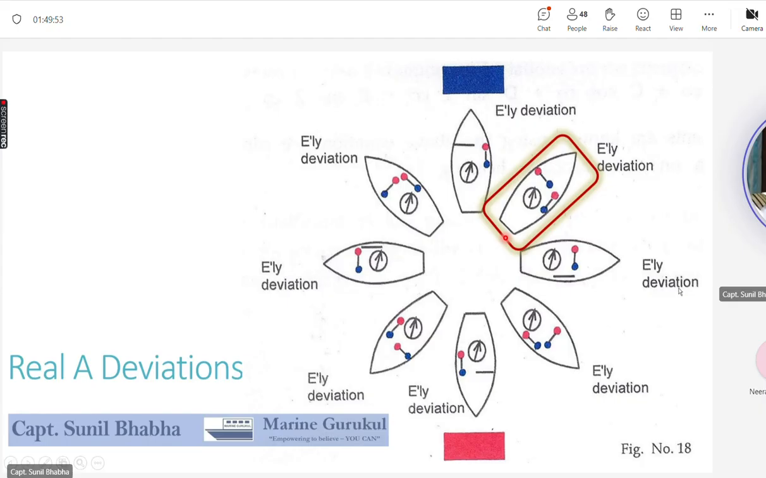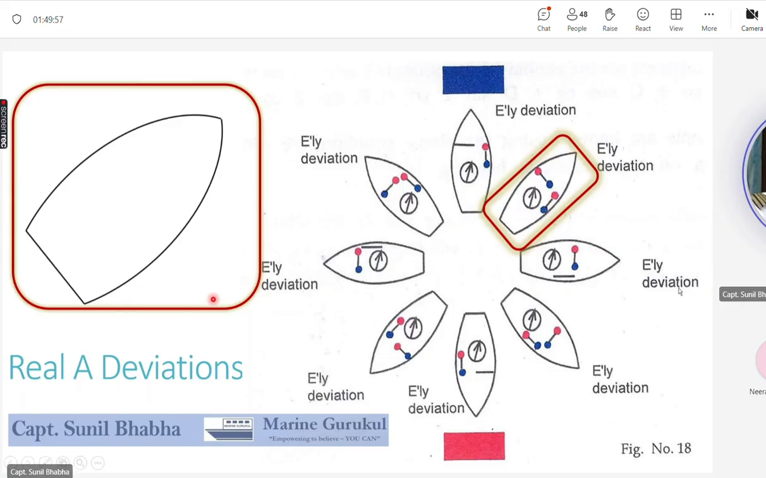Let's zoom into this diagram of the ship. On the left side, you see the zoomed in diagram of the ship. We have the compass as usual placed in the center line. Irrespective of the direction in which the ship is heading, the compass needle is always going to point north and south. The north end will be the red end of the compass and the south end will be the blue end of the compass.